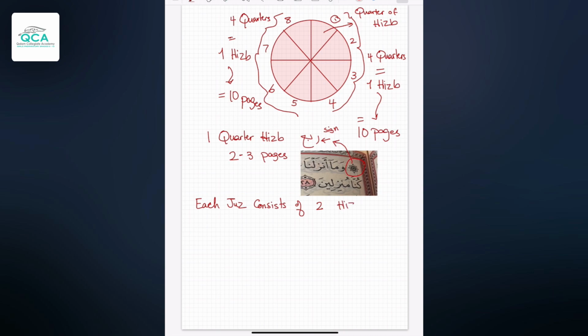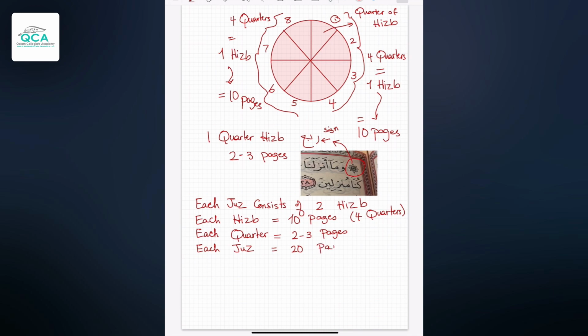Each juz consists of 2 hizbs. And each hizb, as I said earlier, equals 10 pages, which is 4 quarters. Each quarter ranges from 2 to 3 pages, so sometimes 2.5 pages, sometimes 3 pages. Each juz equals 20 pages.